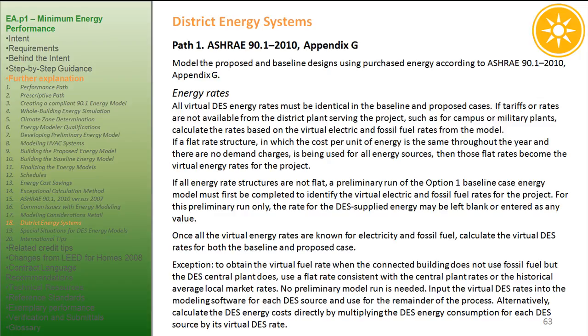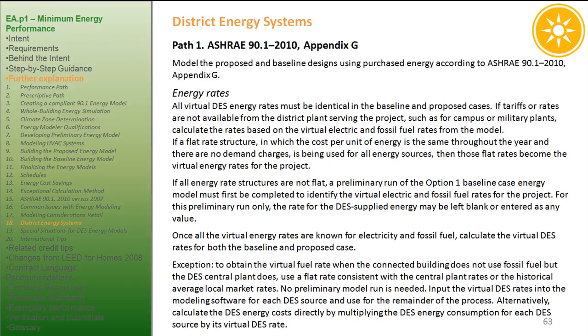For this preliminary run only, the rate for the DES supplied energy may be left blank or entered as any value. Once all the virtual energy rates are known for electricity and fossil fuel, calculate the virtual DES rates for both the baseline and proposed case. Exception: to obtain the virtual fuel rate when the connected building does not use fossil fuel but the DES central plant does, use a flat rate consistent with the central plant rates or the historical average local market rates. No preliminary model run is needed.